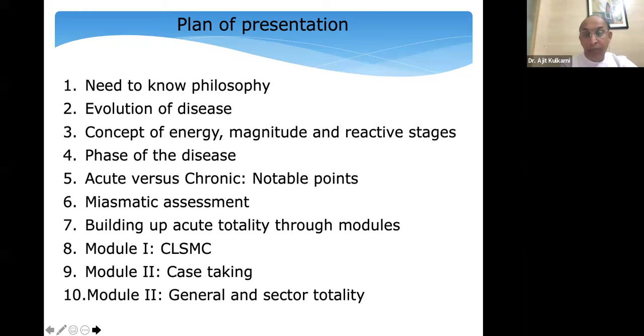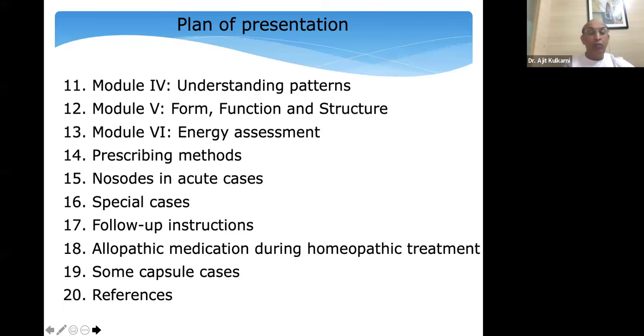So this is the plan of presentation about acute: need to know philosophy, evolution of disease, concept of energy, magnitude, and the reactive stages, phase of the disease, acute versus chronic, notable points, miasmatic assessment, building of acute totality through the modules. Module 1 is causation, location, sensation, modalities, and concomitants. Module 2 is case taking. Module third is general and sectoral totality. Then fourth module is understanding patterns.